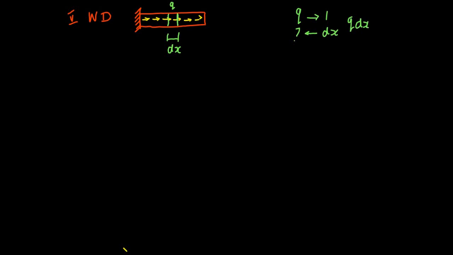Sort of like if 5 chocolates cost 10 rupees, how much would 8 chocolates cost? Something like that. A simple, maybe a silly example, but anyway, it helps us to get across the concept. So the force clearly is Q into dx into distance traveled by the force.